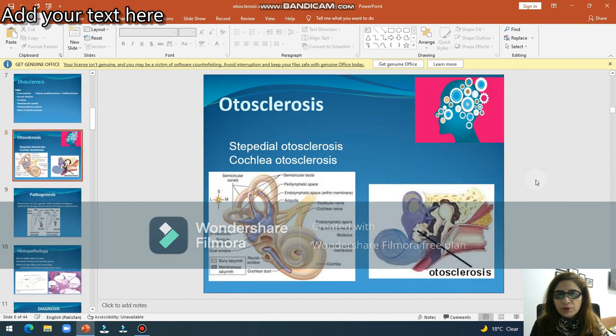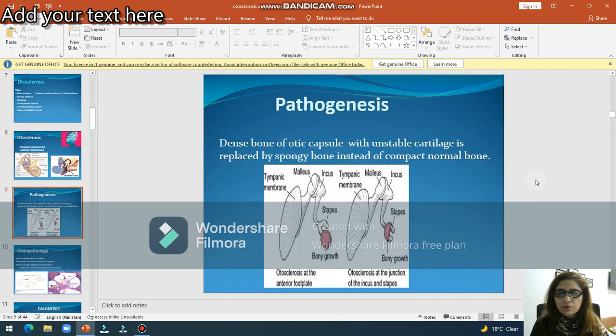So stapedial otosclerosis involves the footplate of stapes, and cochlear otosclerosis involves the cochlea, causing sensorineural hearing loss. So it is a progressive disease. As time passes, it can involve the cochlea and the semicircular canals as well. Dense bone of otosclerosis with unstable cartilage is replaced by spongy bone instead of compact normal bone.